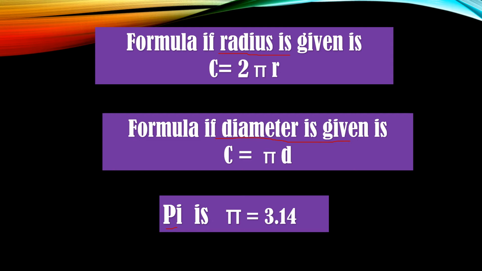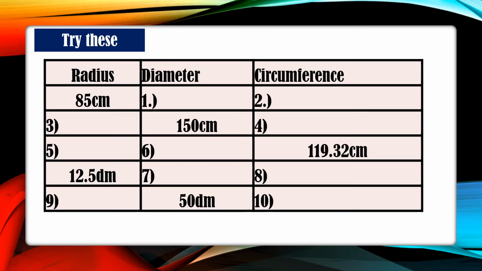Don't forget that. If radius is given, the formula is circumference is equals to 2 pi r. And if diameter is given, the formula is circumference is equals to pi d. And the pi is constant. It is approximately 3.14. Okay? Is that clear? Okay, now, I want you to try this. So, we have radius, diameter, and circumference. You need to compute for the diameter in number 1 and 2 and the circumference.